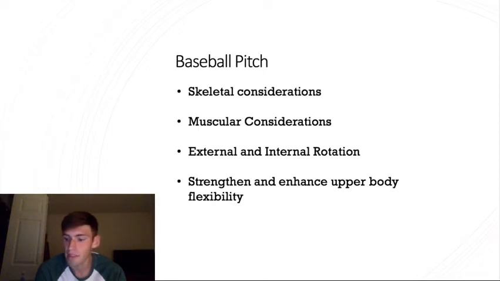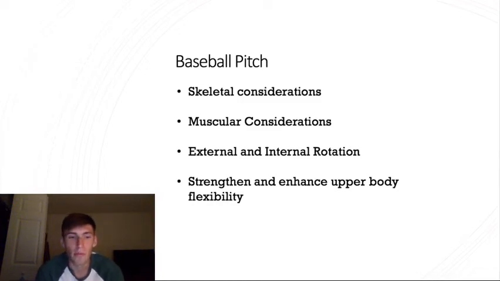Skeletal considerations: the scapula, clavicle, and humerus articulate on the glenoid fossa, for your ability to throw a baseball. The most important thing is external and internal rotation. Your external rotation should be about 180 degrees. Mine was about 155 degrees, so we could definitely improve on that. And my internal rotation was 67 degrees, and it's normally 45 degrees, so I could definitely work on that as well.